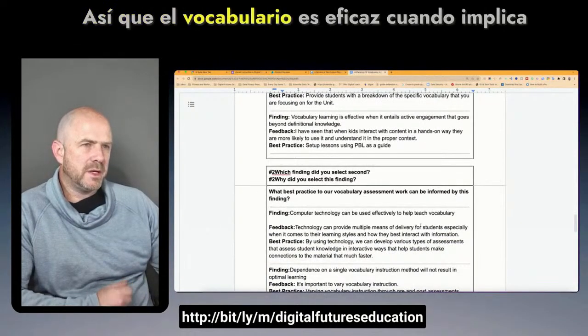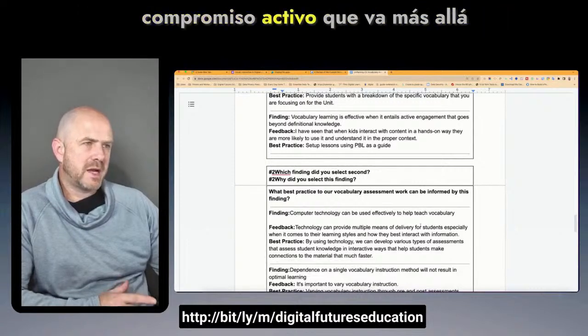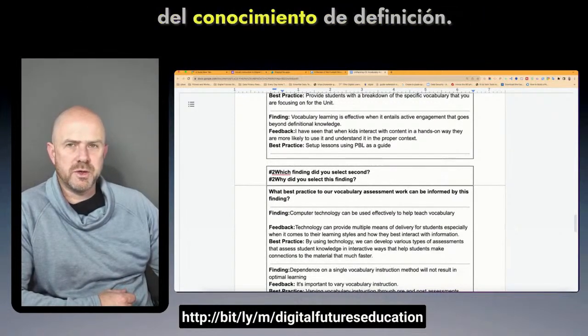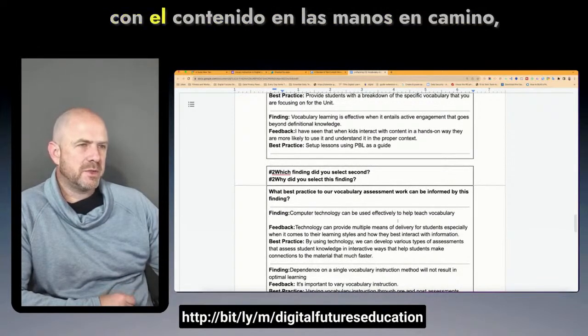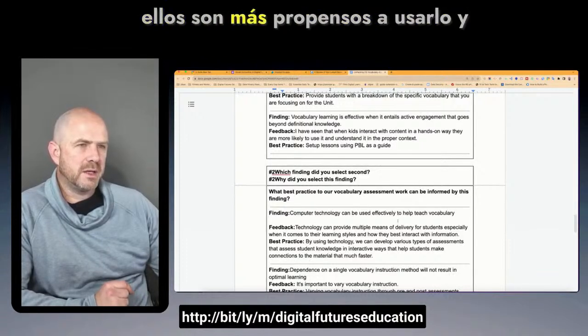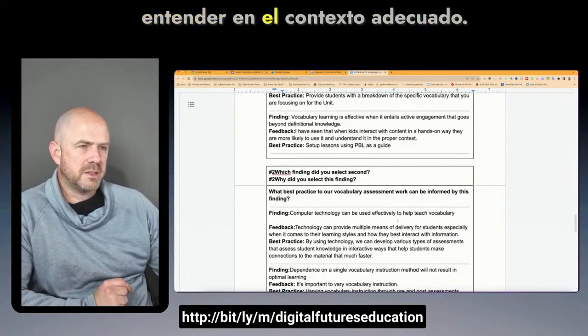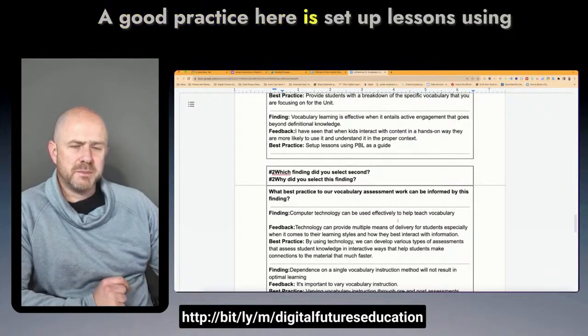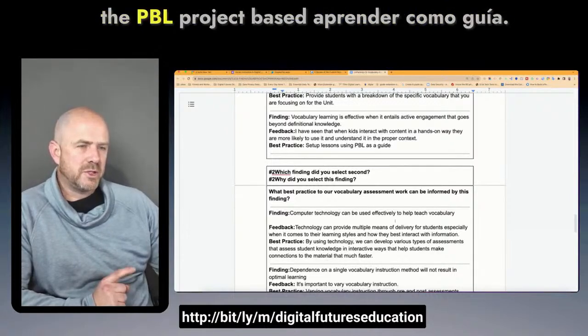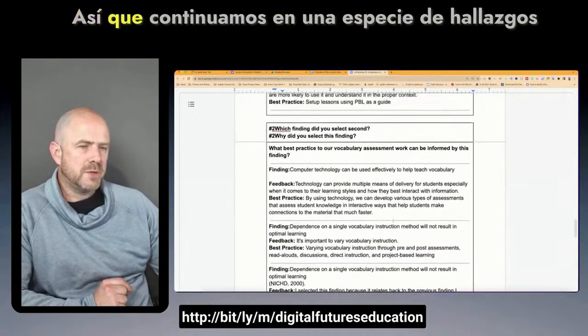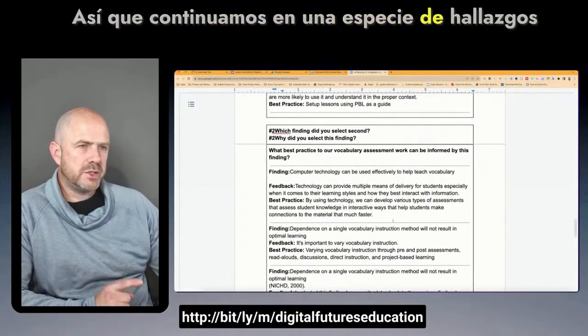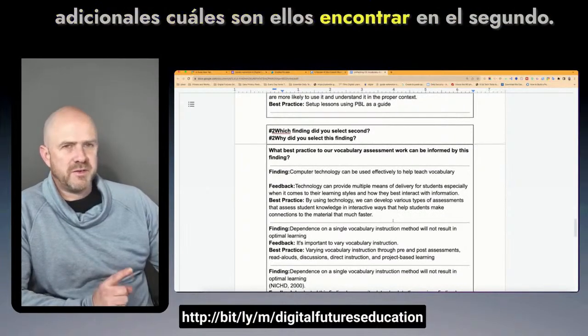So vocabulary is effective when it entails active engagement that goes beyond definitional knowledge. I've seen that when kids interact with content in a hands-on way, they are more likely to use it and understand it in the proper context. A good practice here is to set up lessons using PBL, project-based learning, as a guide. So we continue to go into additional findings, which ones they find second.